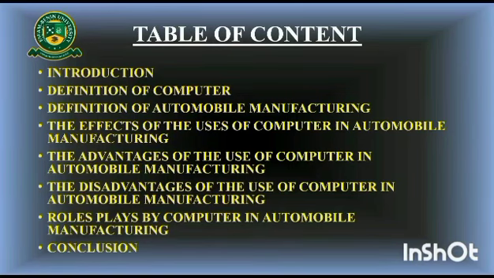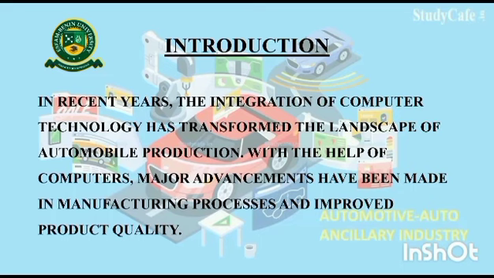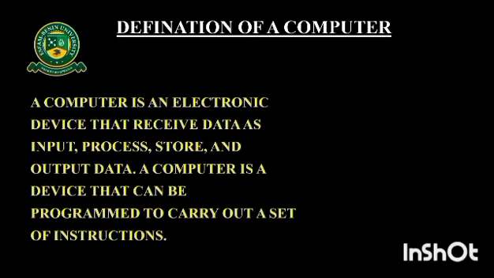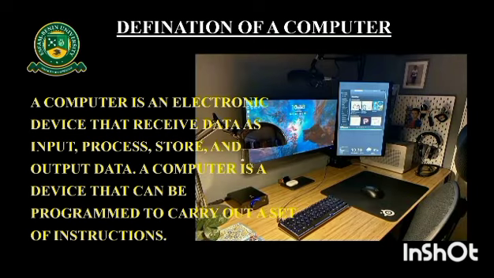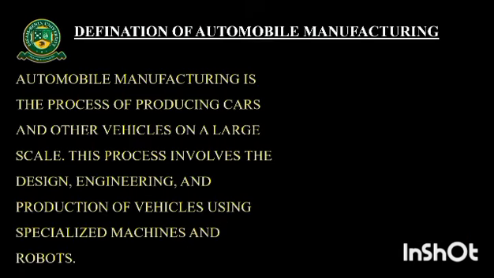These are the things we'll be taking you through on today's video. Stay tuned. As we all know, with the help of computers, major advancements have been made in manufacturing processes and improved product quality. Definition of a computer. A computer is an electronic device that receives data as input, processes, stores, and outputs data. A computer is a device that can be programmed to carry out a set of instructions.